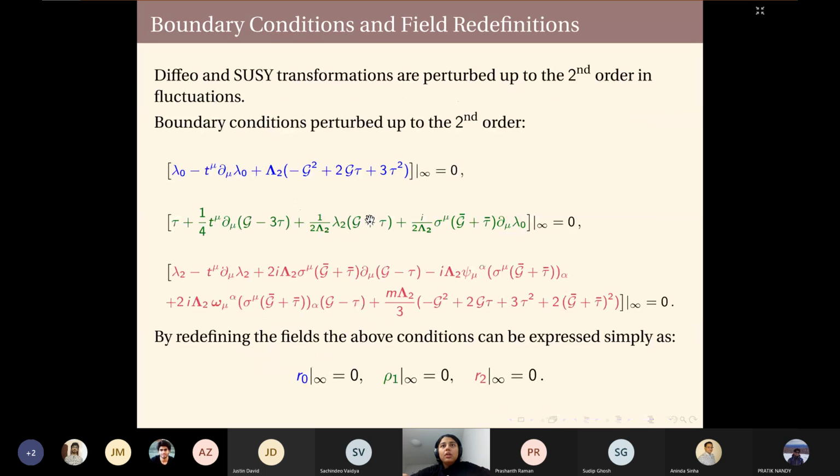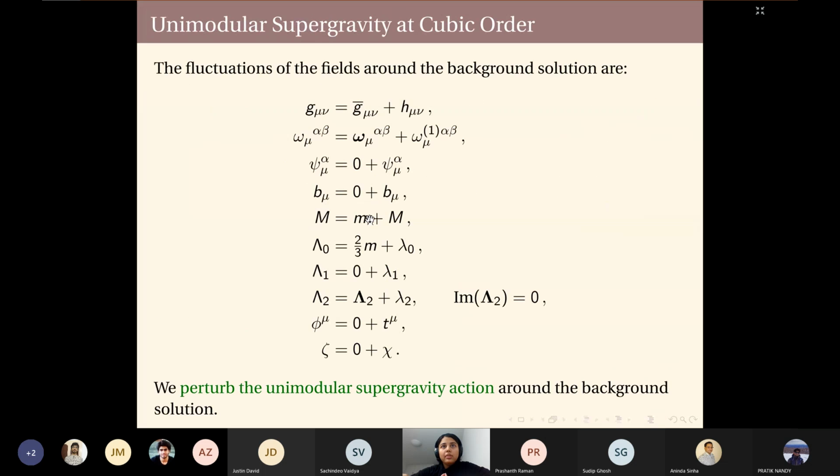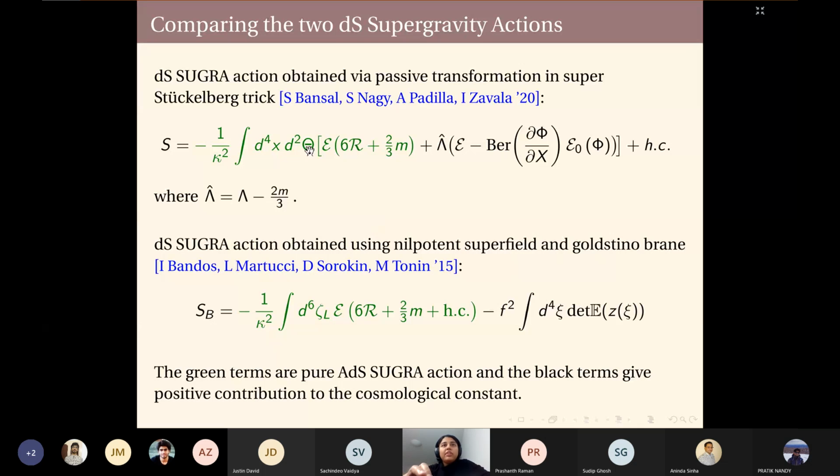No, it's okay. I'm just trying to see if I can show you an action that shows this. So, for example, you can look at this action. This is the Super-Stückelberg action. Now, the green part is the already existing AdS supergravity, which you can also have with just linear supersymmetry. But this is the supersymmetry breaking part, which gives the positive contribution to the cosmological constant.